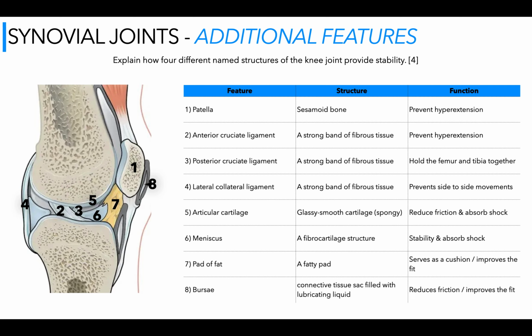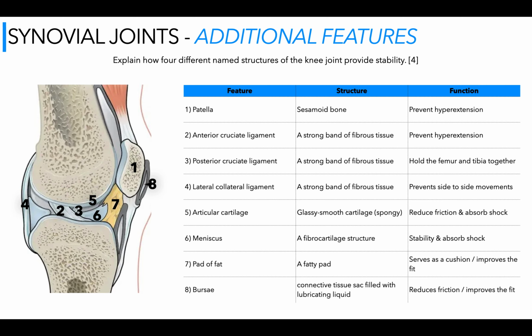And just to finish up, we have the bursae, however you might want to pronounce it. And this is a connective tissue sac filled with lubricating liquid. So a bit like in your joint capsule, you have synovial fluid. We have this bursae, which is a sac-like structure, and it has liquid inside. And it's also there to reduce friction and improve the fit. Now, with my labelling, I've only shown you one, but if you were to look at the diagram, that dark grey, you'll see there are other bursae in the joint.